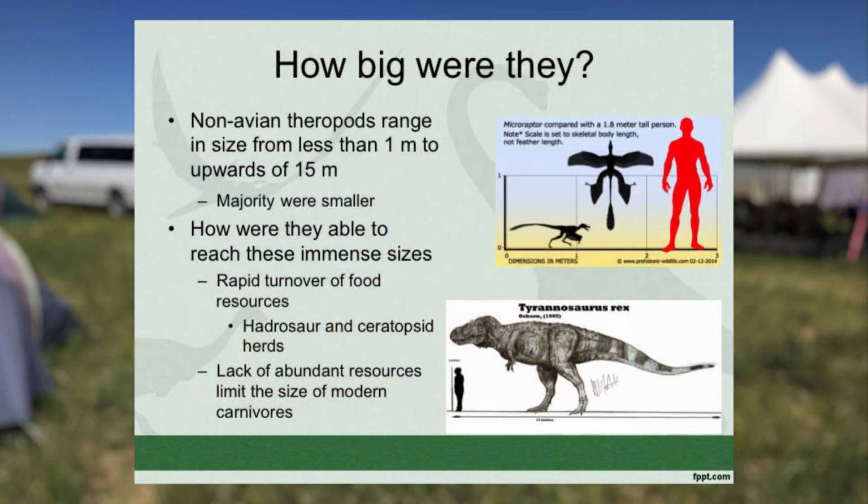All right, how big were they? Were they all huge? No, right? We think about T-Rex and some of the other big theropods, but they really weren't all that big. So non-avian theropods range in size from less than a meter to upwards of 15 meters when you get to T-Rex, Spinosaurus, some of the others. But most of them were smaller. Things like Compsognathus, things like the Microraptor. Little bitty guys, about the size of a sheep or a house cat.